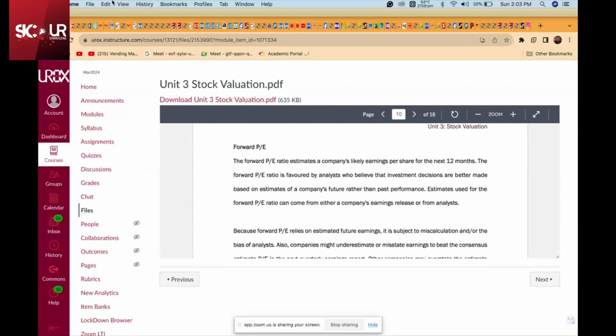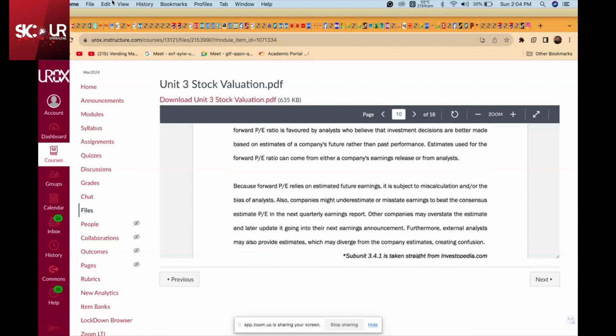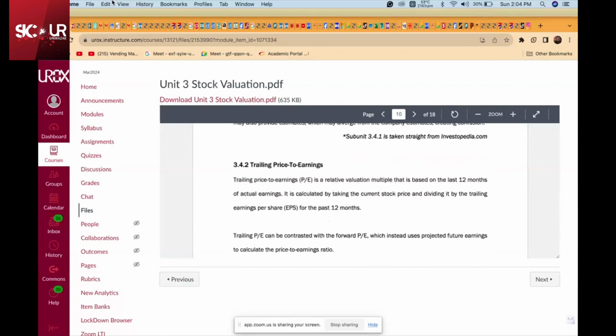Now, forward price earning ratio estimates the company's likely earning per share for the next 12 months. So the forward price earning is favored by analysts. So how do we use forward price earning? We estimate what will be the profit for the next year. We can make some assumption that the performance will continue, for example. So forward pricing relies on estimated future earning. It is subject to miscalculation and bias, but that's the best we can do.